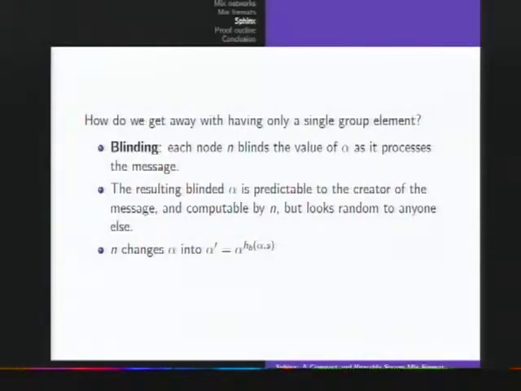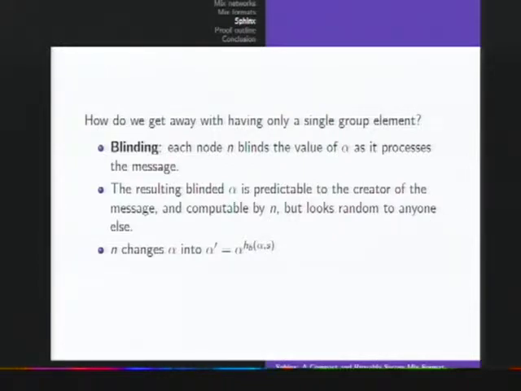It has to be the case that the values of alpha that go out of the mix have to be completely different from the values of alpha going into the mix. It has to be the case that you can't figure out which incoming matched which outgoing. So how do we accomplish this? And the way we do this is by a technique called blinding. So in blinding, each node blinds the value of alpha as it processes the message. And blinds is a cryptographic technical term. It basically means randomizes, but in a determined way. Okay? So randomized but determined seems contradictory, but it actually has a very strict meaning.